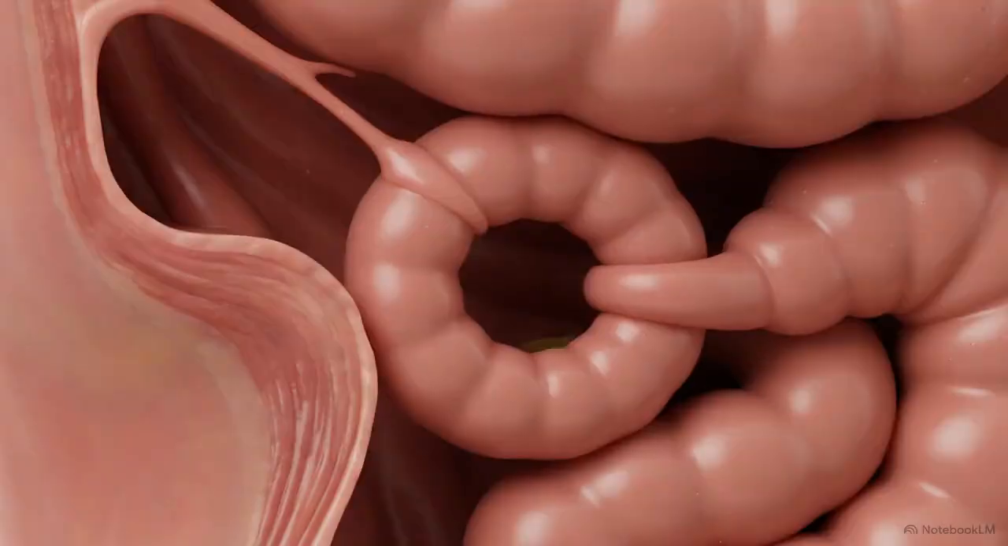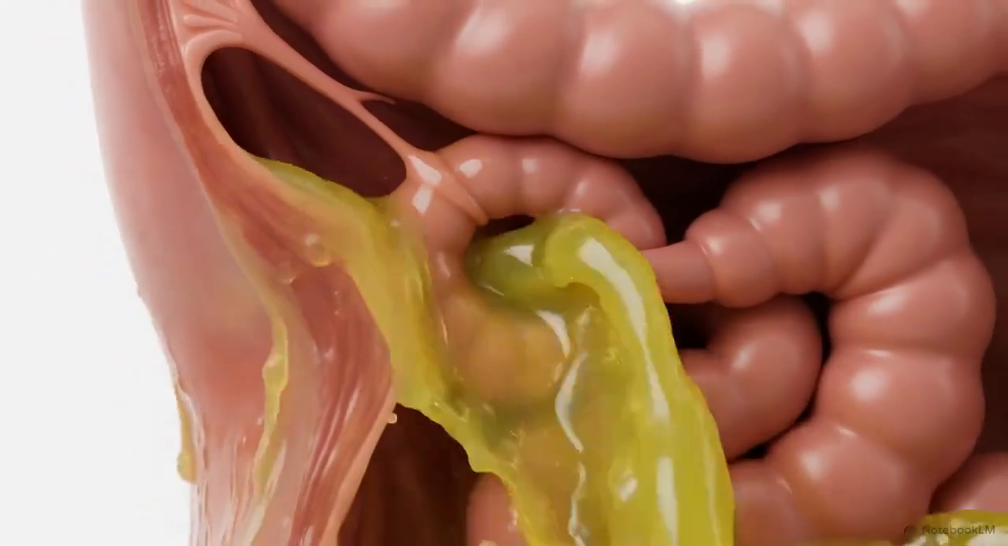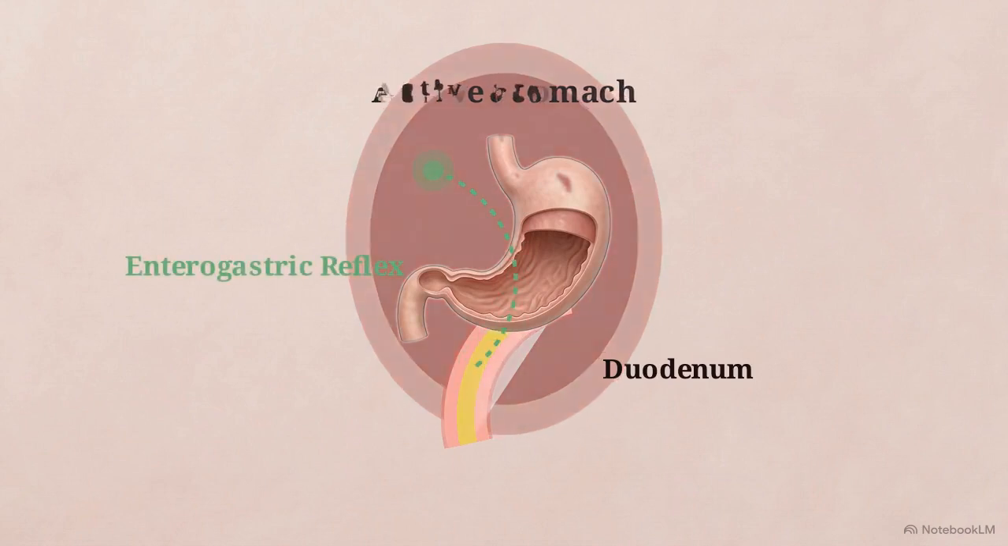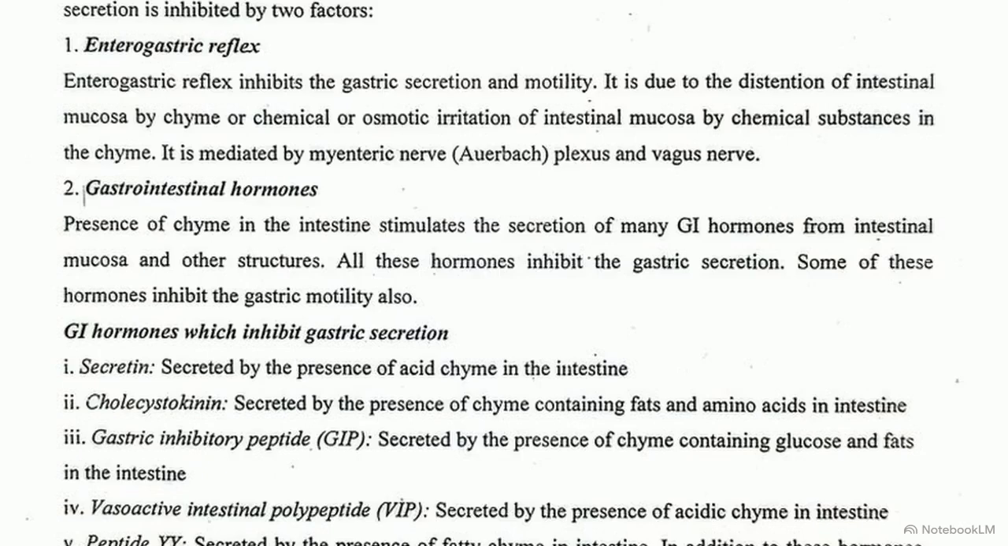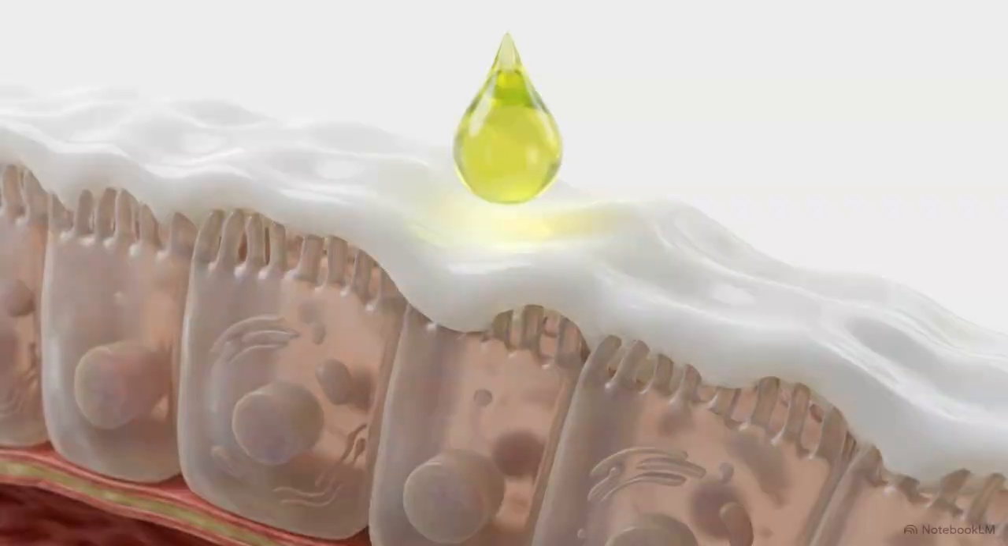The final 10% of regulation occurs during the intestinal phase, the period when acidic chyme begins exiting the stomach and entering the duodenum. The primary purpose of this phase is actually inhibitory. When the intestinal mucosa experiences distension or chemical irritation, the enterogastric reflex halts further stomach activity. As listed here at the bottom of the page, the presence of acidic or fatty chyme triggers the release of specific GI hormones. Secretin, cholecystokinin, GIP, VIP, and somatostatin all act to hit the chemical brakes on gastric secretion. Without these rapid neural and hormonal cutoffs, the highly acidic chyme would quickly ulcerate the delicate duodenal lining.